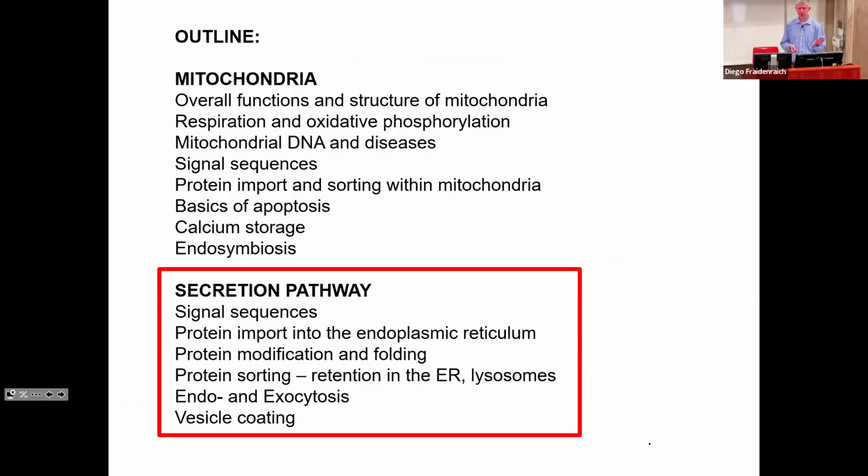Okay, so coming maybe to the second part, the secretion pathway. Are there any questions, or will it come later? Yes, sure.